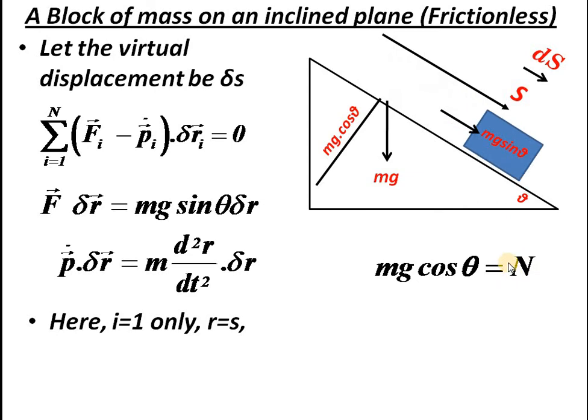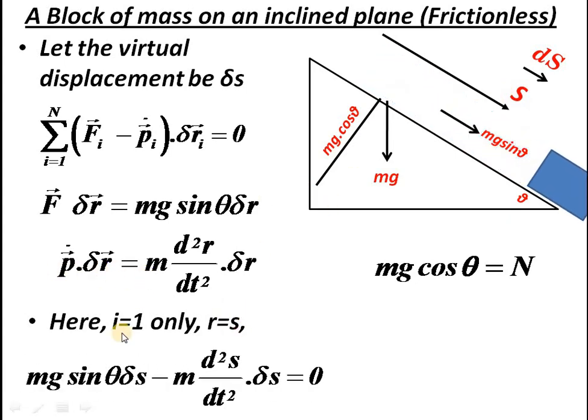Since the constraint is not doing any work, because N is perpendicular to delta R, as we studied in the principle itself, you can neglect this part. So i is equal to 1 only, and this actual displacement for the particular case you can take as S. So you rewrite the above equation in terms of S. We have mg sin theta delta S minus, this is the reverse effective force, m d square S by dt square delta S equal to 0.